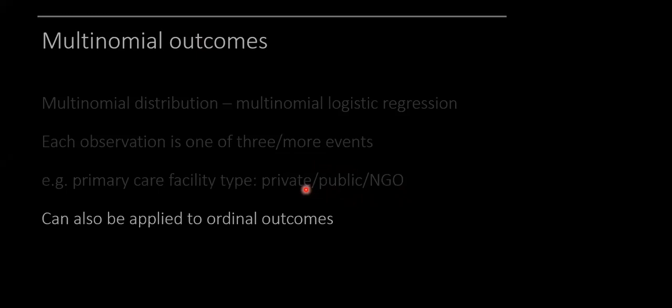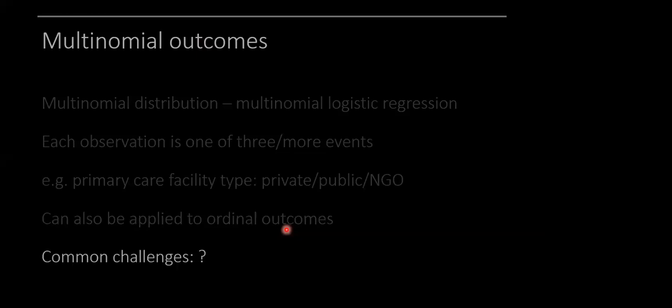Multinomial outcomes or multinomial models can also be applied to ordinal outcomes. We're not going to go into the details of that again because it gets quite complicated. If that's something people want to look at at a later date, we can certainly do that. But you can use multinomial models for ordinal outcomes. It's not necessarily going to address the precise research question that you want, but it might provide a way to do that.